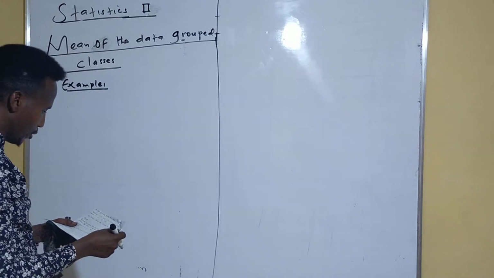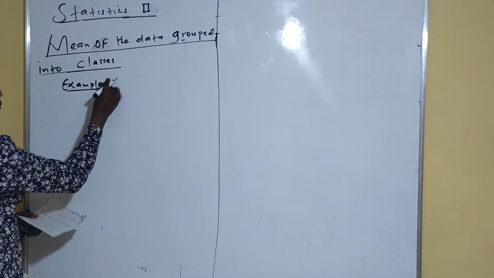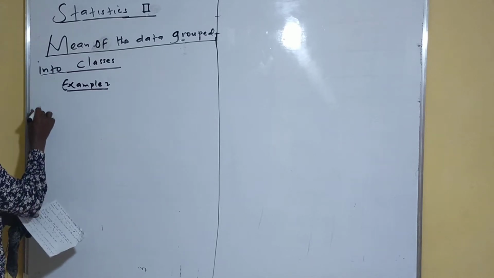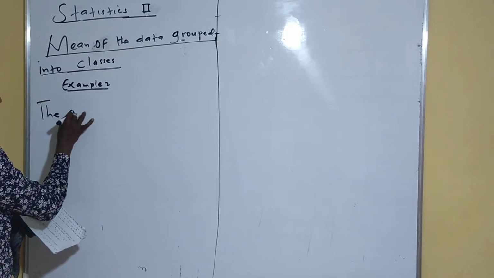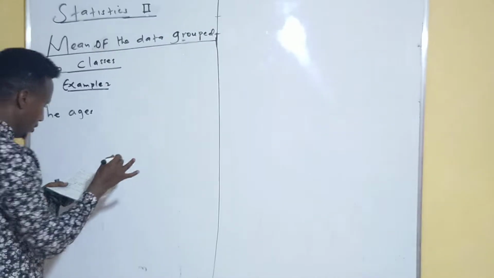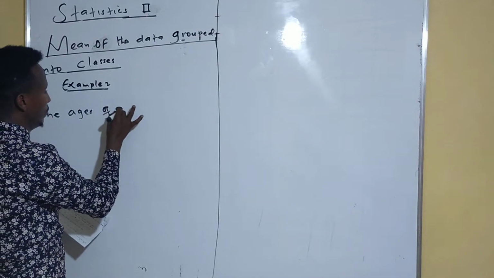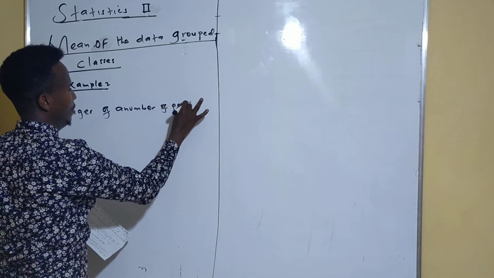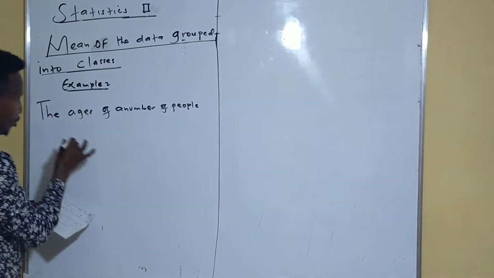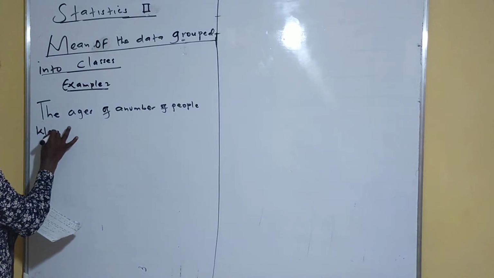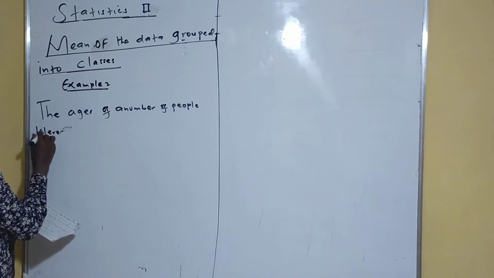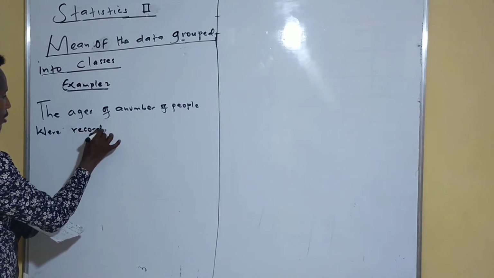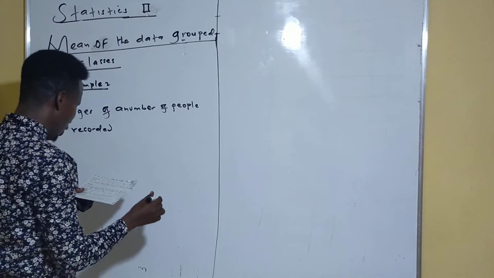Okay, let's try it. Example 2. We are told this will be example 2 this time. Example 1 has gone. You're told the ages of a number of people were recorded in the table below.